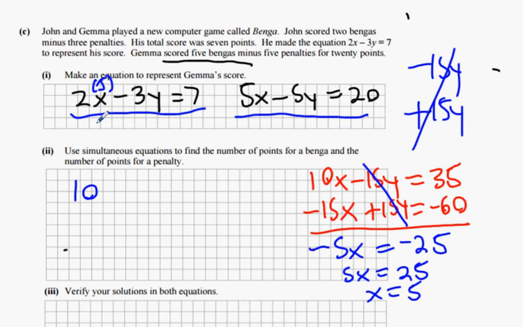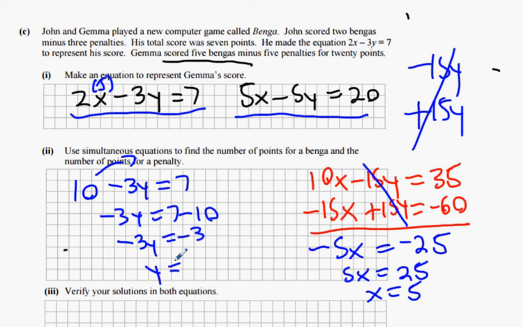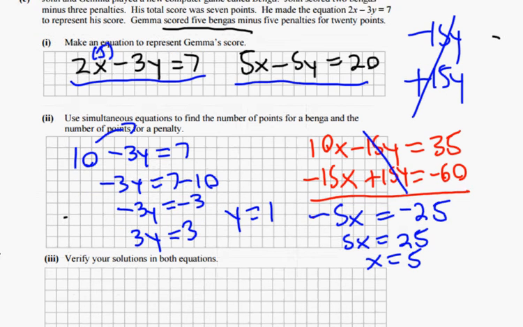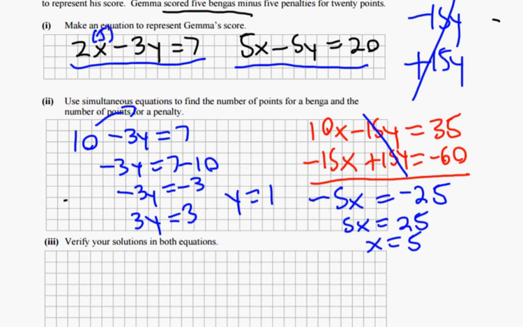So this player, Gemma, got 10 points for her Bengals, and then she gave away 3 penalties, and the answer was 7. Bring the 10 over to the other side, and it becomes minus 3y equals minus 3. Multiply both sides by minus 1, then divide both sides by 3. y equals 1.